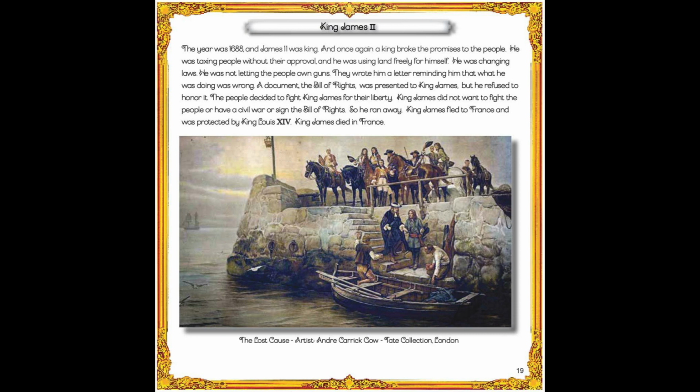A document, the Bill of Rights, was presented to King James, but he refused to honor it. The people decided to fight the king for their liberty. King James did not want to fight the people or have a civil war or sign the Bill of Rights. So he ran away. King James fled to France and was protected by King Louis XIV. King James died in France.